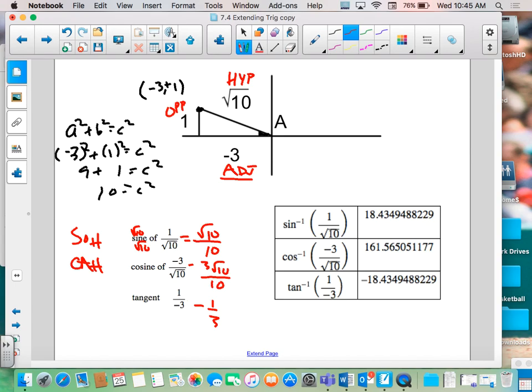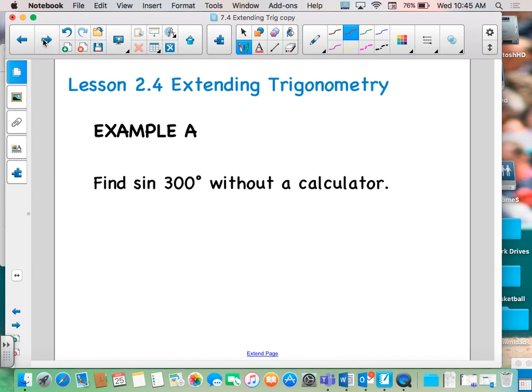So one of the things you're going to learn today is doing SOHCAHTOA to coordinate values, and we're going to teach you a little bit of a shortcut to that, just in case you don't want to draw all of that out. Okay, here is another example. This is coming from the FST book, Chapter 2. We're in 7.4. All right, we're going to find sine of 300.